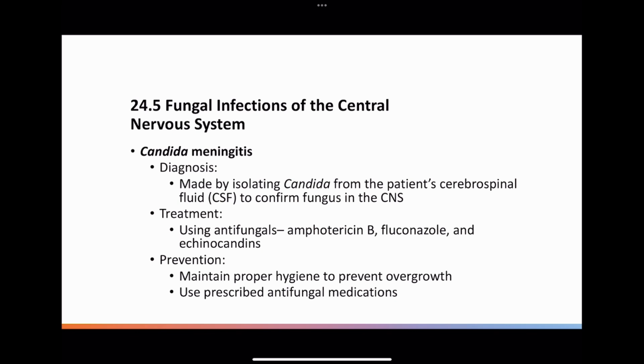To treat this infection, antifungals are used, such as amphotericin B, fluconazole, and echinocandins. In order to prevent this infection, it is important that we maintain proper hygiene to prevent overgrowth in the areas where Candida is a natural inhabitant, such as the skin, oral, vaginal, and gastrointestinal biotas. It is also important that we use prescribed antifungal medications from our doctors when needed.